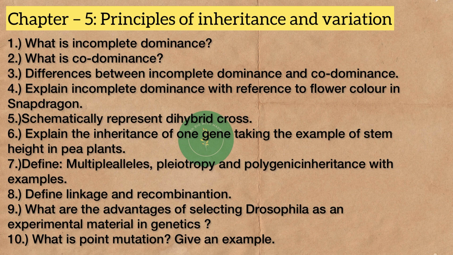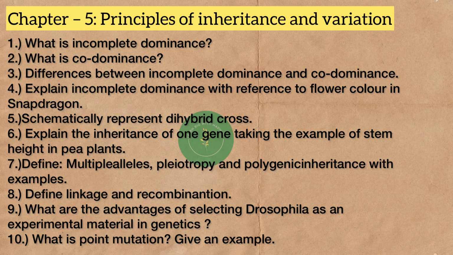Kindly focus on terms like incomplete dominance, codominance or difference between incomplete dominance and codominance. The following 3 questions have been continuously asked in the model question papers. Explain incomplete dominance with reference to flower color in snapdragon. Schematically represent dihybrid cross. Explain the inheritance of one gene, that is monohybrid cross, taking the example of stem height in pea plants. Definitions like multiple alleles, pleiotropy and polygenic inheritance with examples also have to be studied.